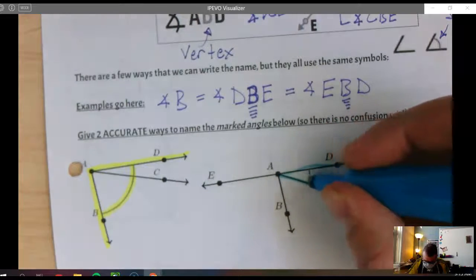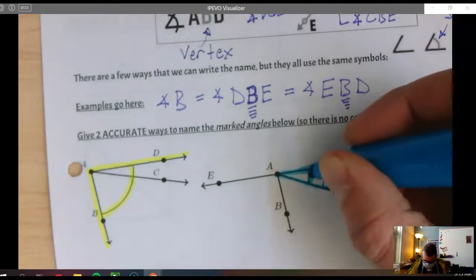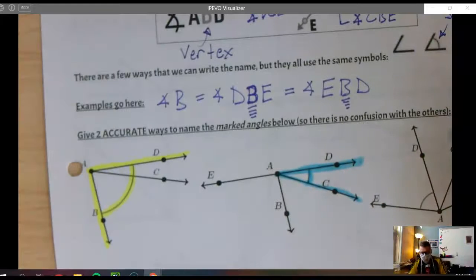Guys, the one down below that looks like a star, if you end up on that one, I want you to highlight angle DOF. And then we're going to talk about its other name as well.